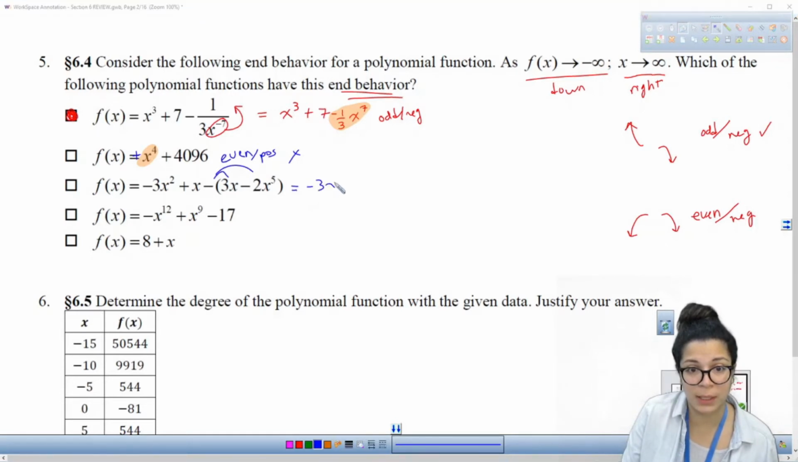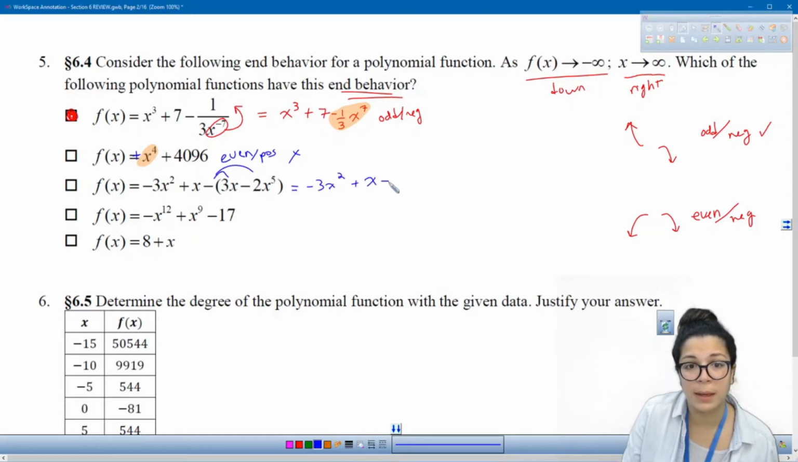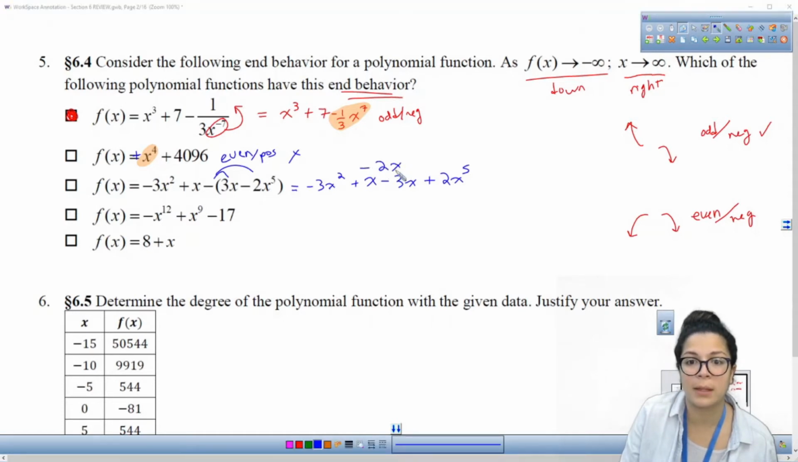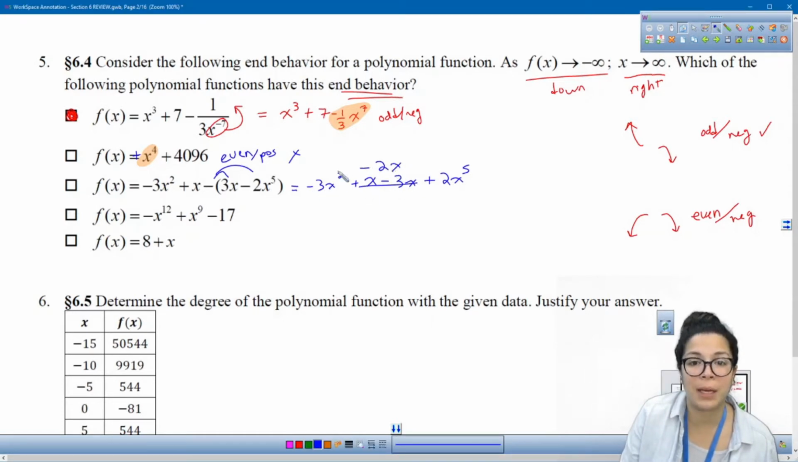So we have negative 3x squared plus x minus 3x plus 2x to the power of 5. Here we could do x minus 3x, which would give us negative 2x. But it would still be negative 3x squared minus 2x plus 2x to the power of 5. So 2x to the power of 5 is still our leading term. And so that means that the power is odd and the leading coefficient is positive. That does not meet our criteria with the right side going down, so that is also not an answer. Moving on to the next one, this is already simplified.